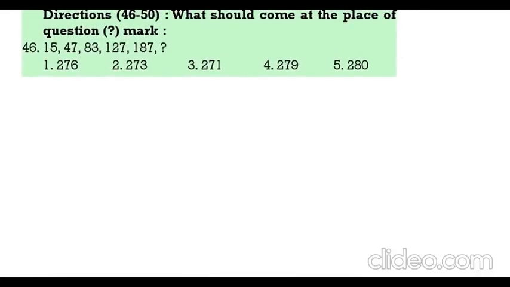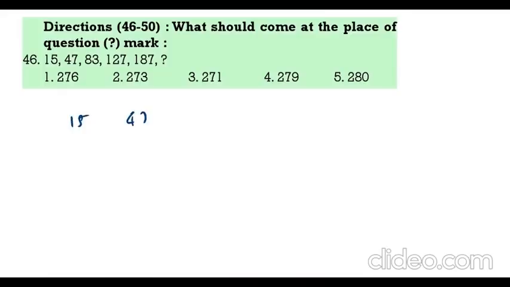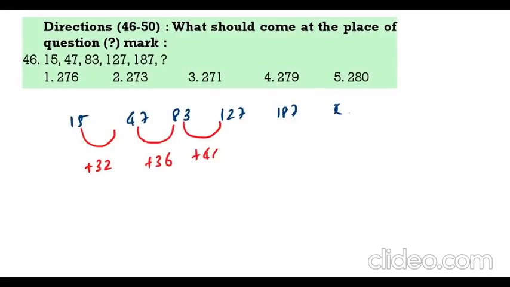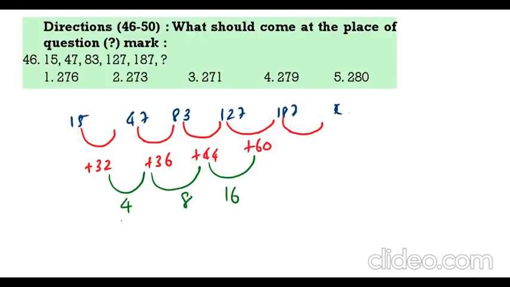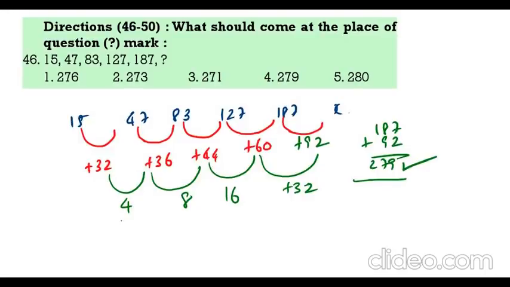What should come next in the place of the question mark? See, 15, 47, 83, 127, 187, question mark. Now 15, 47, what is the difference? 32. 47 83 is 36, 83 127 is 44, 127 187 is 60. Now if you see here, 32, 36, 4 is the difference. This is 8, this is 16. 4 double 8, 8 double 16, 16 double 32. That means this should be plus 92. So 187 plus 92 will give 279. 279 is the correct answer.